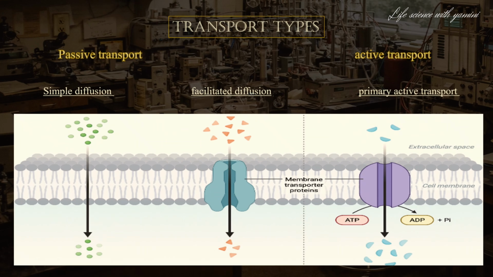Here we can see it clearly. Passive transport: simple diffusion and facilitated diffusion. Here the molecule moves from high concentration to low concentration. In active transport, there will be a need of ATP, which is adenosine triphosphate.